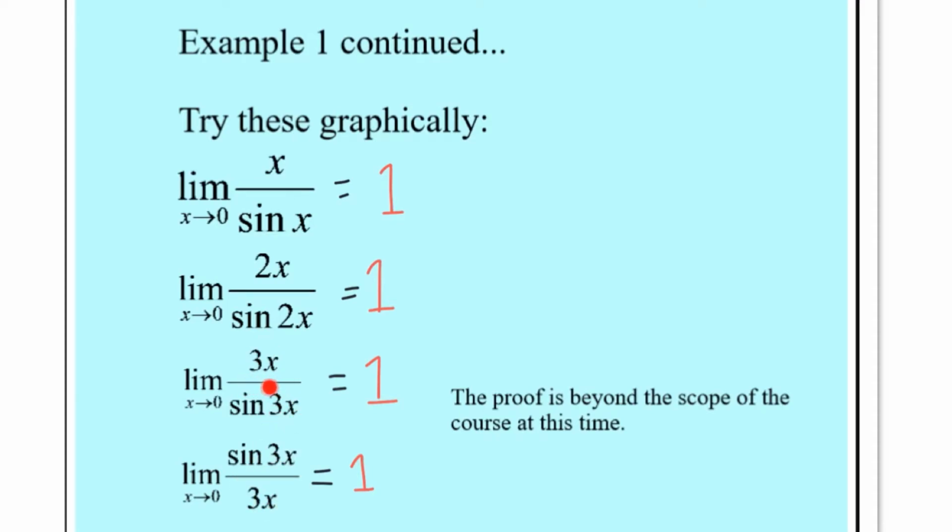Now again, it's 3x over sine of 3x, but I want you to notice that these angles are the same. So if I said it was the limit as x approaches 0 of sine of 5x over 5x, you'd say 1. What's the limit as x approaches 0 of 21x over sine of 21x? You'd say 1, because it's the same pattern that follows each time.